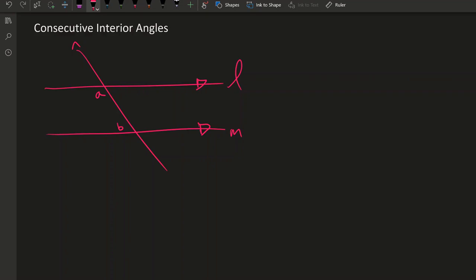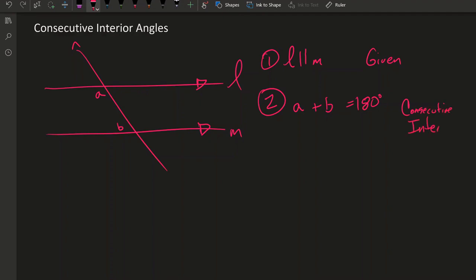So I would start off saying, step 1, L is parallel to M, and that is given. Step 2, I can say, A does not equal B on the consecutive ones, but they are supplementary, so that means A plus B is equal to 180 degrees because of the consecutive interior angles. So if the lines are parallel, then the consecutive interior angles are supplementary, which means they add up to 180 degrees.